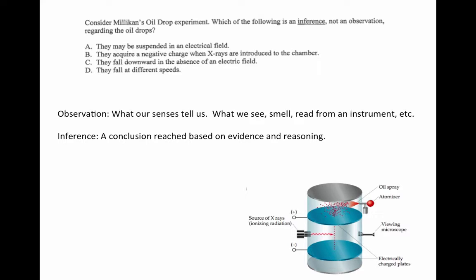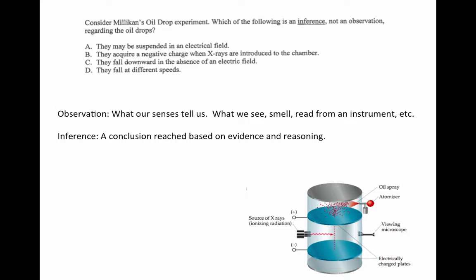Here's another one on Millikan's oil drop. It's asking us to distinguish between an inference and an observation within the experiment. So in order to answer this one, we need to know what the difference is between an inference and an observation. Observations are what our senses tell us, what we might see, smell, or read from an instrument. Inferences are the conclusions that we reach based on our evidence and our reasoning.